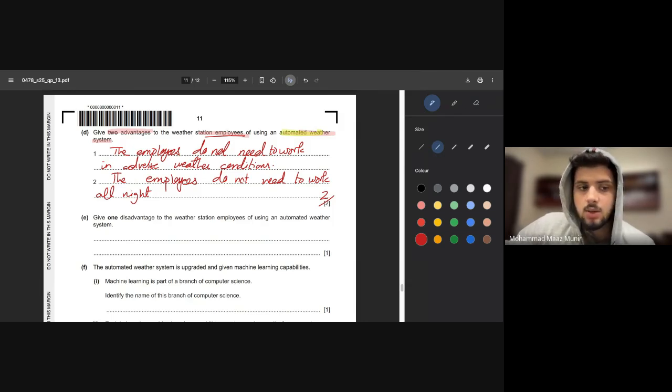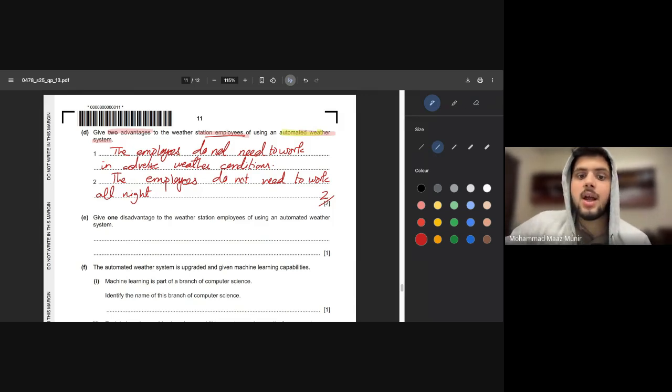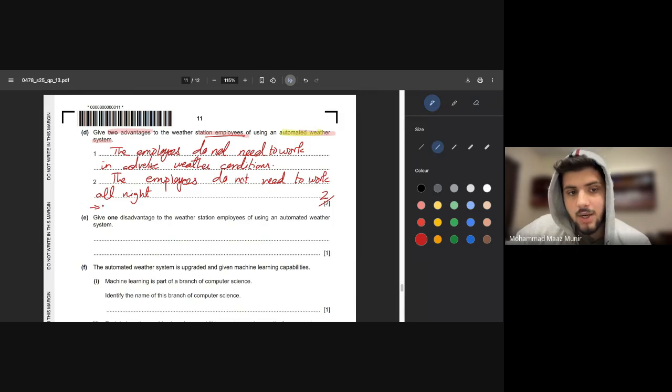Can we write less workload? No. Workload is not the right word to write up here. You can rather talk about how employees are not required to carry out a repetitive task. If you talk about repetitive task as one of the points, that's also correct.